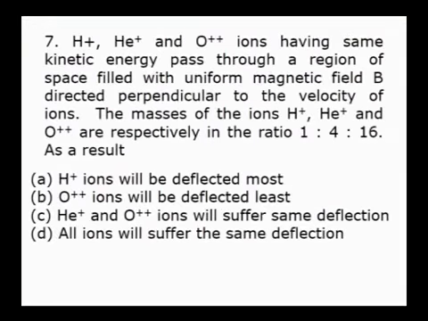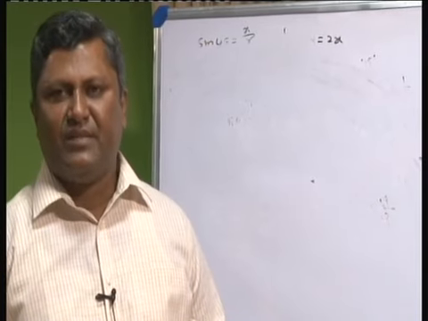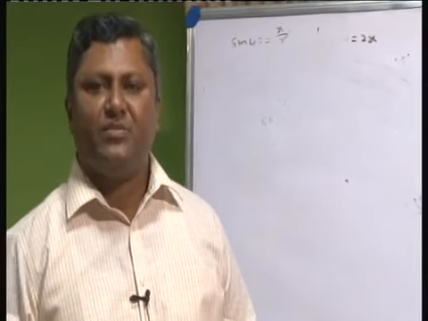Question number 7. Okay. In this question, it is given that H plus, He plus and O plus plus ions having the same kinetic energy pass through a region of uniform magnetic field, directed perpendicular to the velocity of the charged particles. The mass ratio is given, and we have to find which ions will deflect most and which ions will deflect least. Okay. Remember students, deflection can be explained either by using force or by using radius. So the best option is I will take the expression for radius.